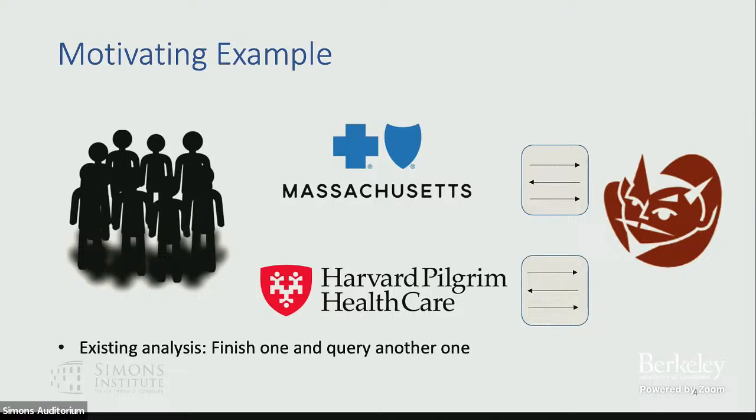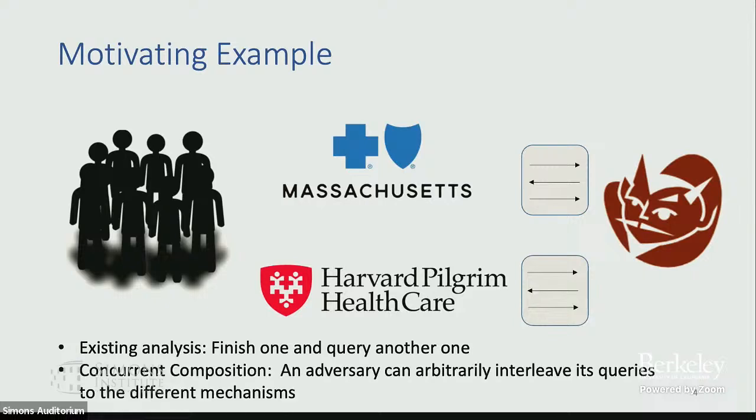So again, the existing analysis assumes that the adversary has to finish querying the first one and then move on to the next one. But in many practical settings, they are doing that concurrently. So it motivates us to study the problem of how to account for the total privacy loss in the concurrent composition setting.